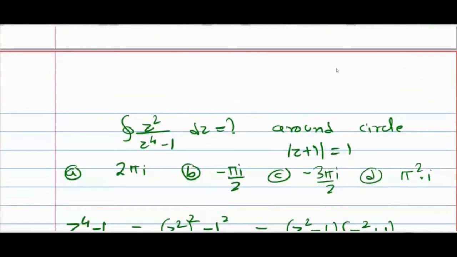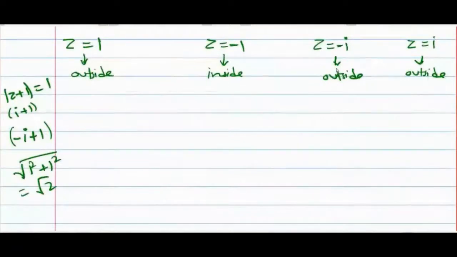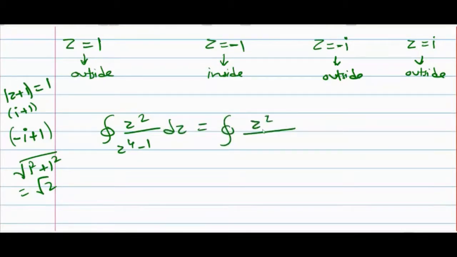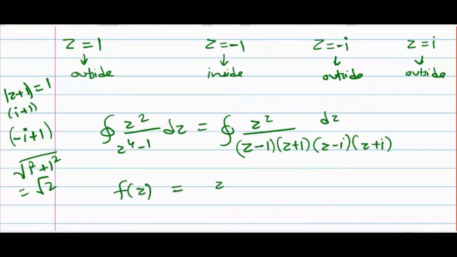Okay, your f of z was z square upon z raised to power 4 minus 1. So this integration of z square upon z raised to power 4 minus 1 dz is nothing but the integration of z square upon z minus 1, z plus 1, z minus i, z plus i. Here whichever points are outside will come in your f of z. So f of z is z square upon z minus 1, z minus i, z plus i. These three points are outside, so they go into f of z.